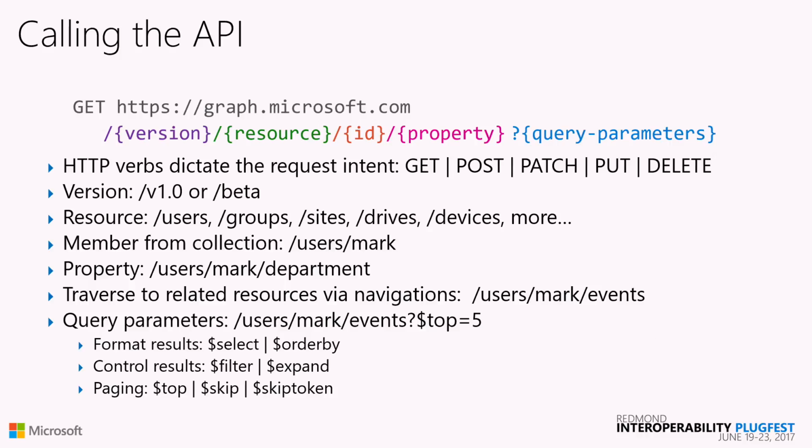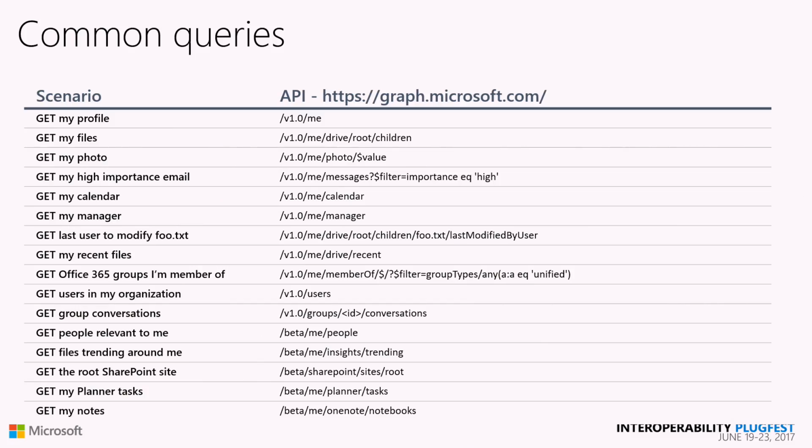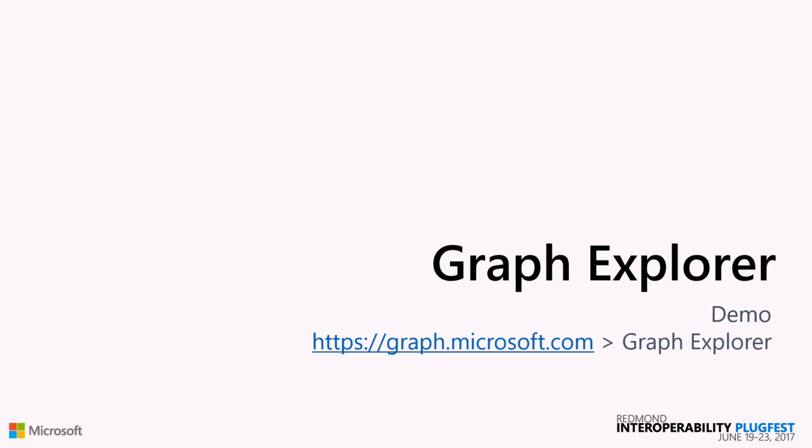The server will also use a form of pagination called server-side pagination. And again, the documentation touches on this. So some of the common queries, and we're not going to go through this entire list, but I want to highlight just a few of them, are being able to access things like the currently authenticated user, right? So just /me will give you the currently authenticated user. And then there's all sorts of other things that you can do. You can choose to get your photo or your high importance email and other things. But to see this in action, let's just go look at the Graph Explorer.